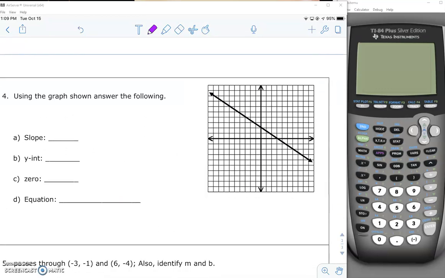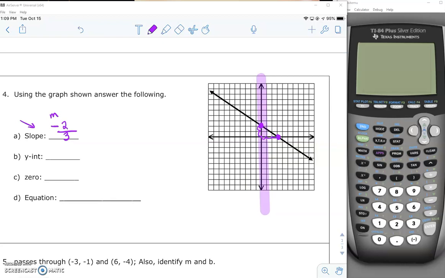Starting with the slope, this is a negative slope because it is decreasing from left to right. I have a point here at the y-intercept and here at the x-intercept. I am going down 1, 2 and over 1, 2, 3. So my slope is -2 over 3. Y-intercept, where we cross the y-axis: we cross at the point 0, 2. And my zero is the same thing as the x-intercept, but only the x value, so 1, 2, 3.